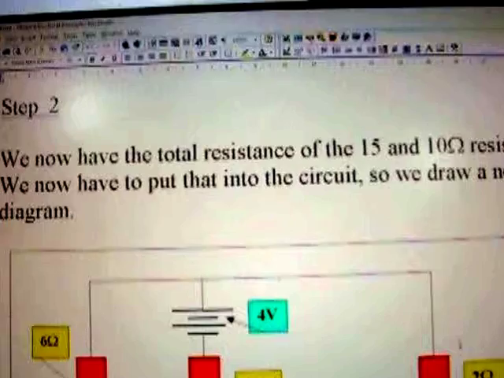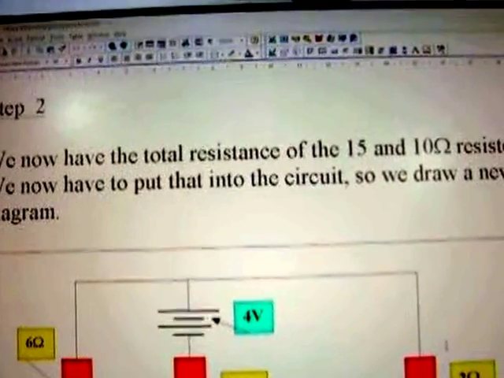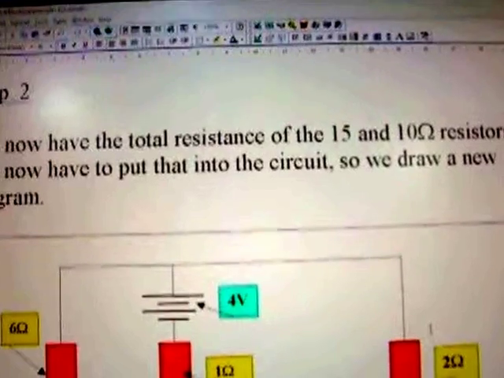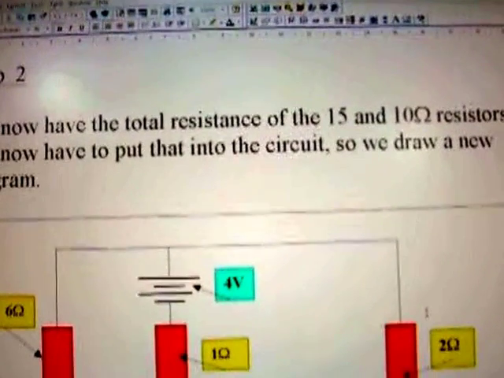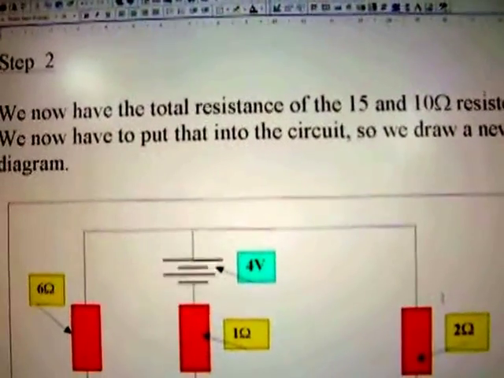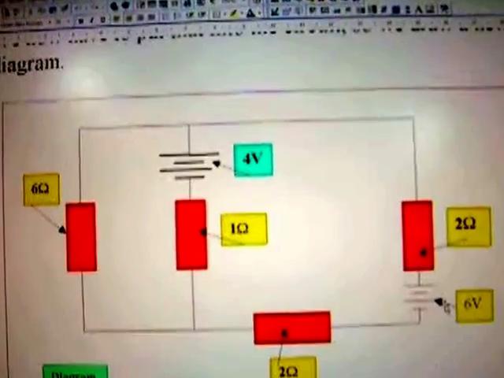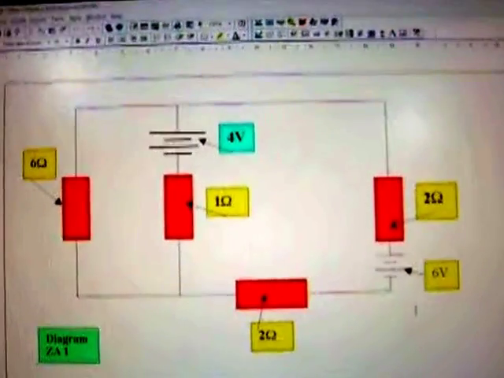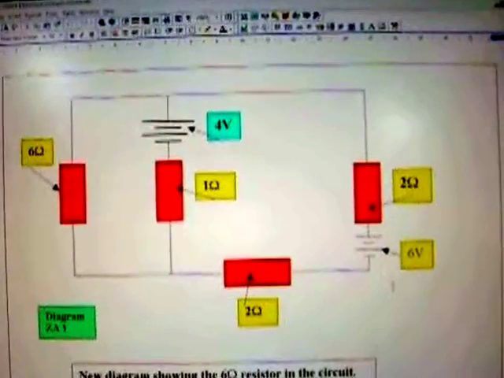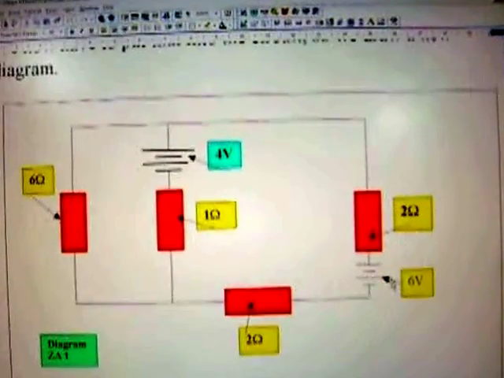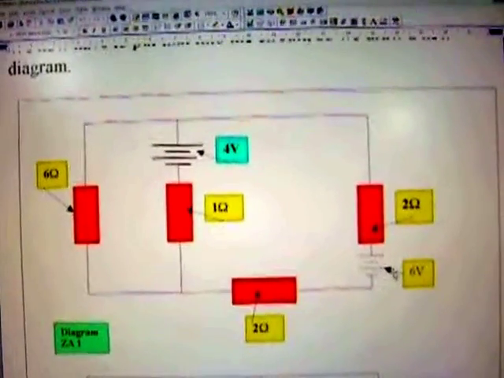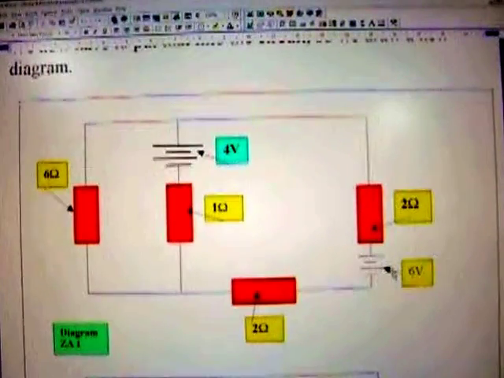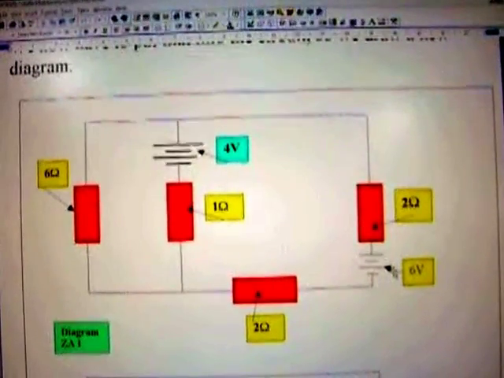Again, this is for you to read out. We now have the total resistance of the 15 and 10 ohm resistors. We now have to put that into the circuit, so we draw a new circuit diagram. Now here is a new circuit diagram. Draw it out. Do not make excuses for not doing the work. Make sure you are familiar with it, that you know why and where that 6 ohm resistor came from.